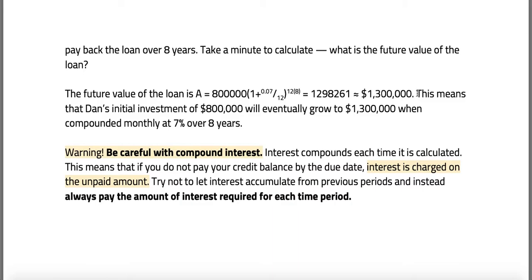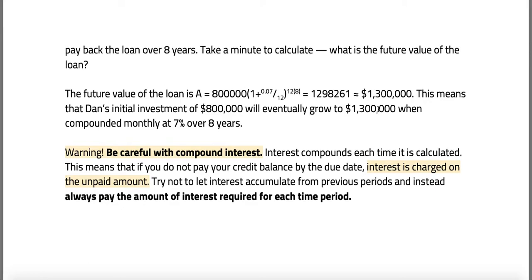It's the future value of the loan. So it means that Dan's initial investment of $800,000 will eventually grow to $1,300,000 when compounded monthly at 7% over the 8 years. So this is how much he's actually going to have to pay. And this is how much he borrowed. So if you wanted to find the interest, or how much extra he paid from what he borrowed, you would just subtract this principal from the future value, or A.